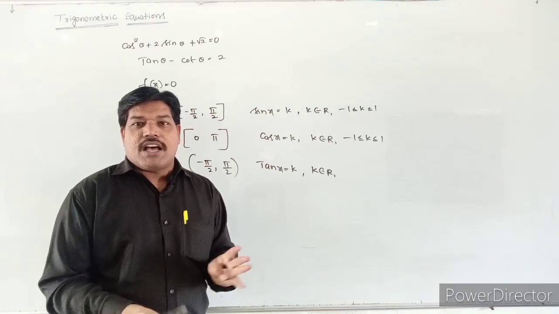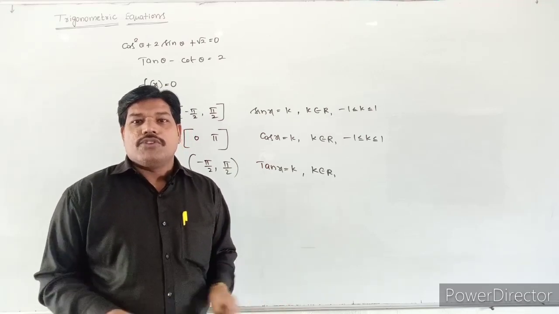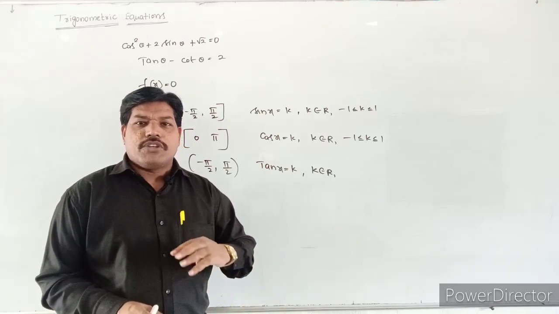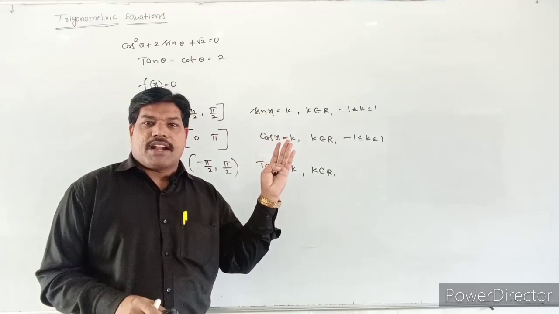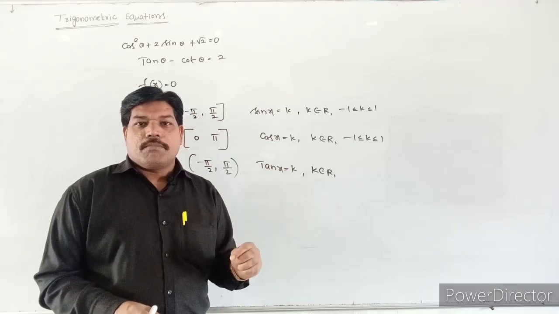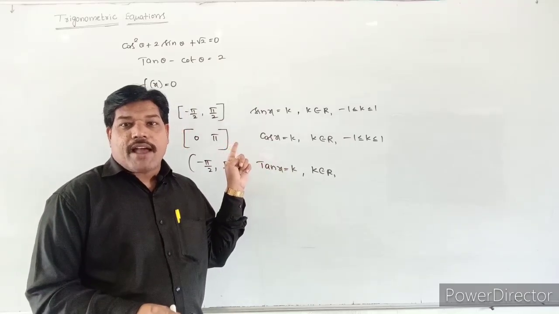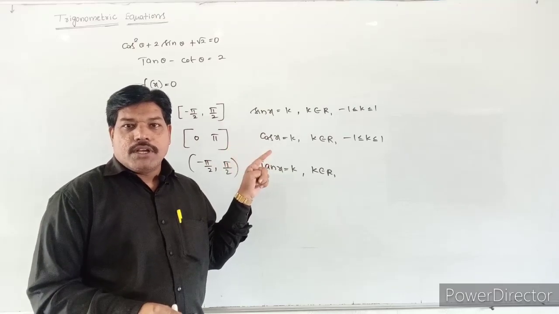What is the difference between the general solution and the principal solution? The general solution gives all the solutions; there are an infinite number of solutions, and all of these are called the general solution. But what is the principal solution? For the principal solution you have to take a unique value.